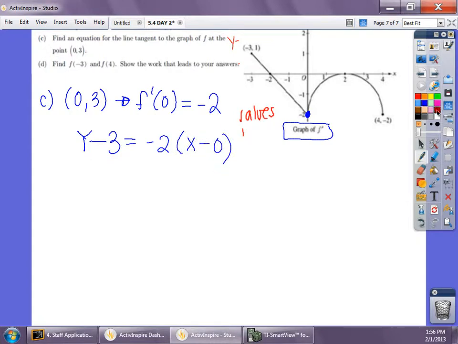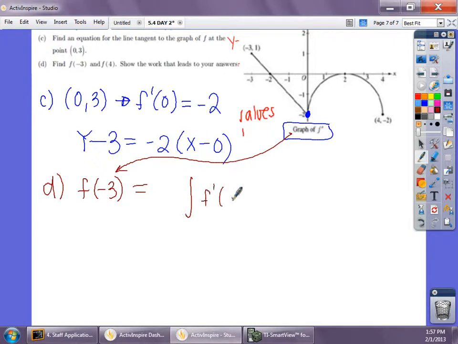Letter D. Find f of -3 and f of 4. So the reason I wanted to do this problem is because I think those two questions are a little bit difficult based off of what you've learned so far. So we do know to find f of -3, to go from the derivative back to the function means we're going to do an integral. And we know that we're going to do the integral of the derivative, f prime. Problem is from where to where.